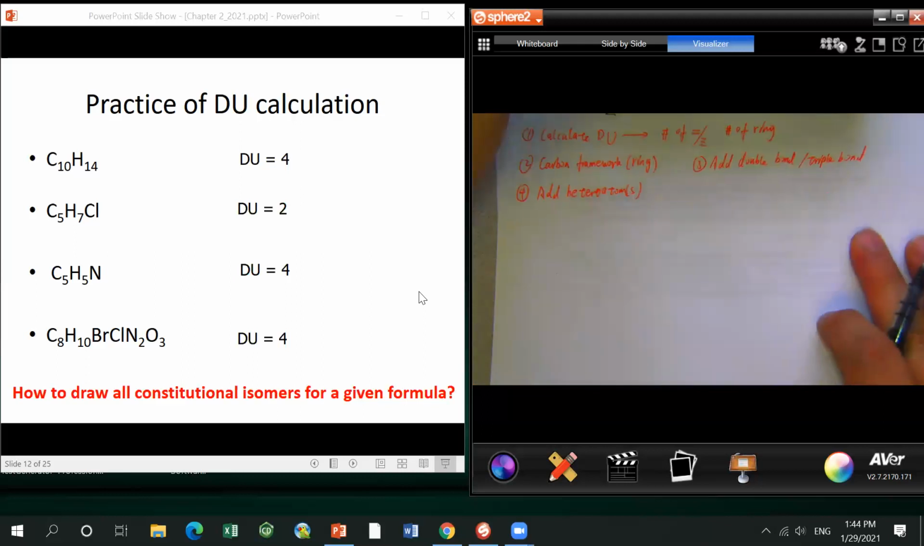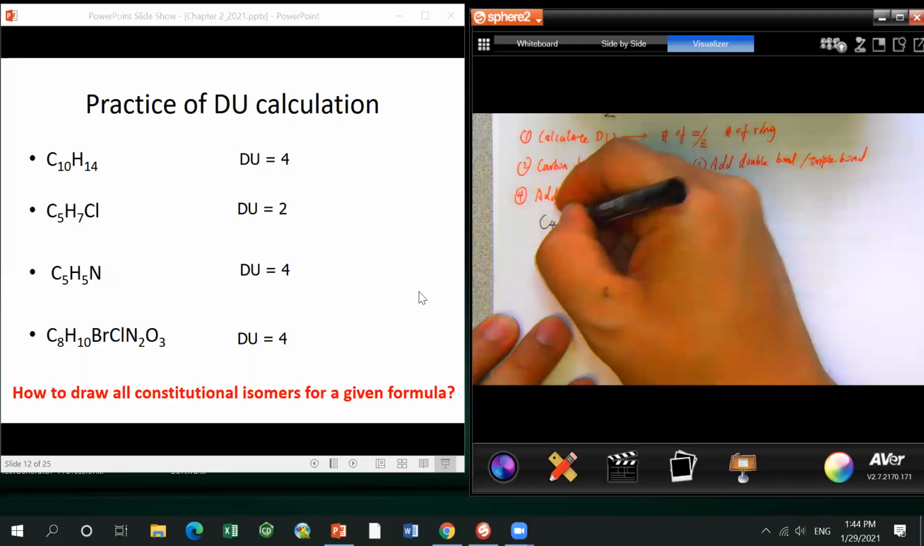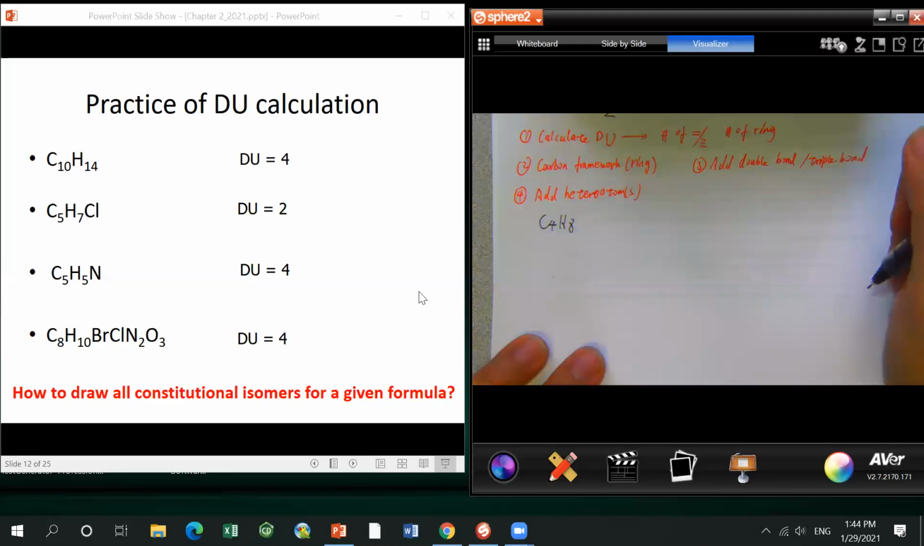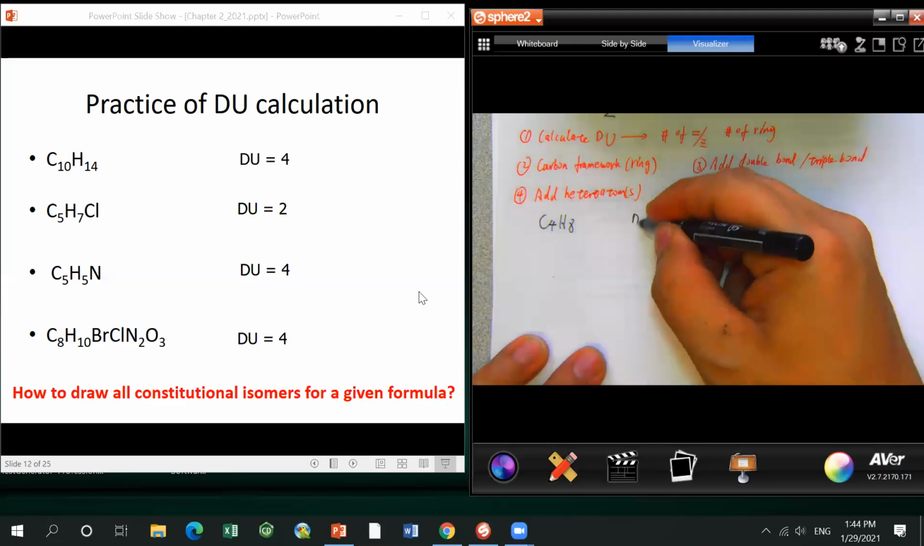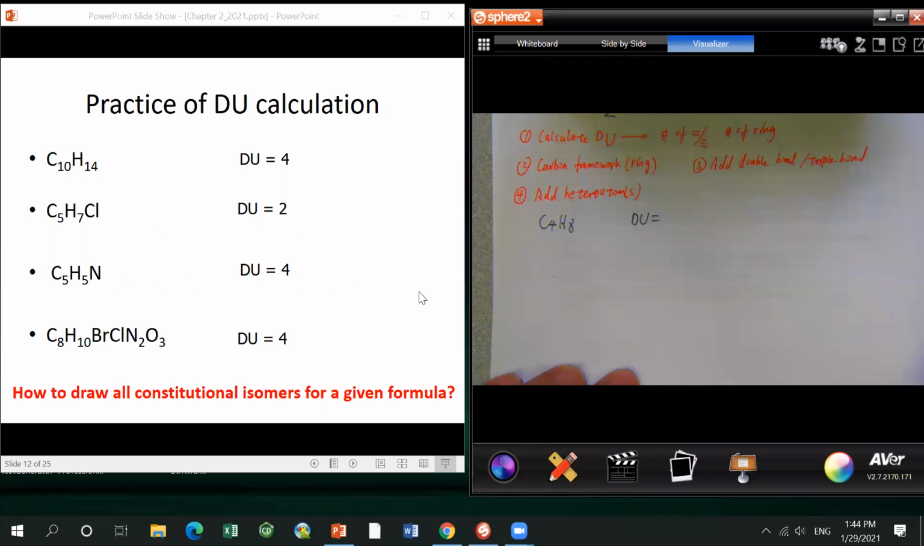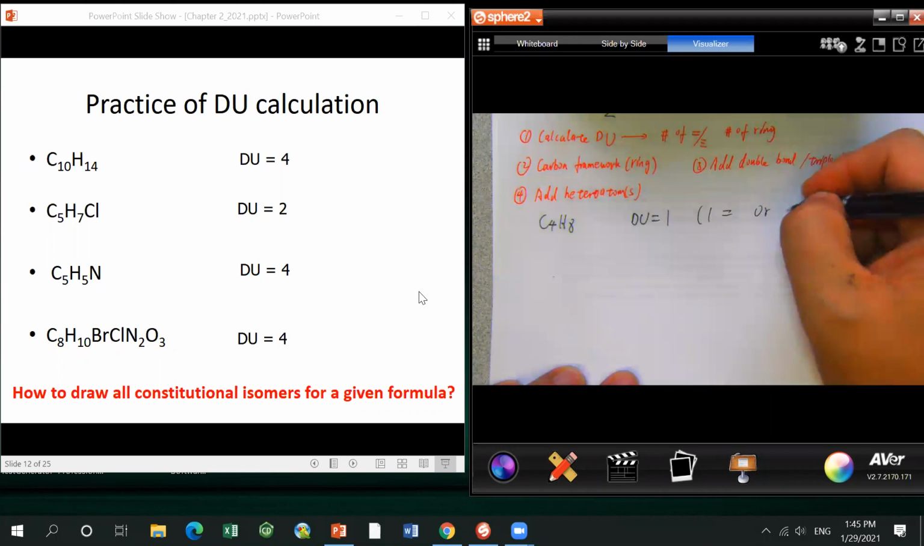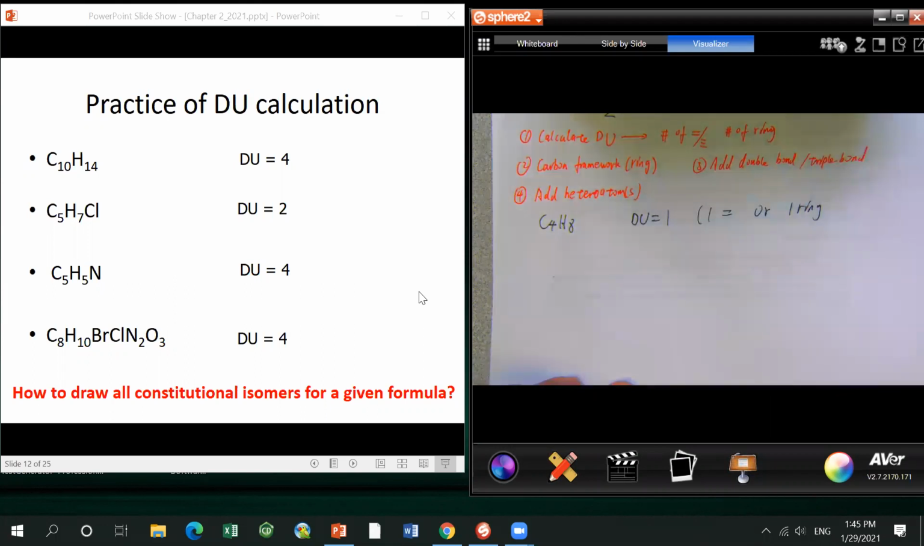So now I'll give you one example, okay. C4H8. Can anyone tell me what's the degree of unsaturation for this formula, C4H8? What's the DU number for C4H8? That's right, that's one. It fits the CnH2n formula, so 1 degree of unsaturation. That means there's one double bond or one ring in the molecule. Next, we try to draw the carbon framework for this molecule.